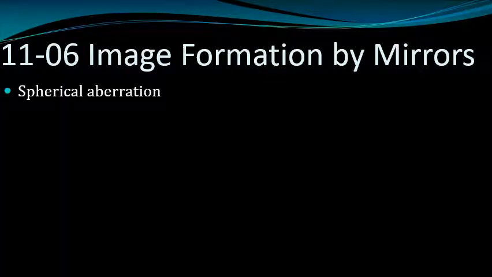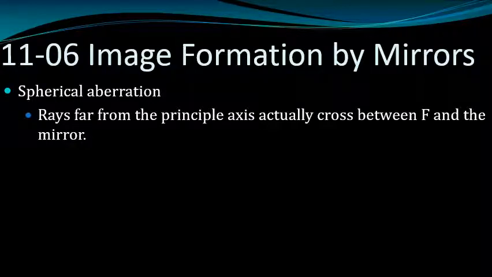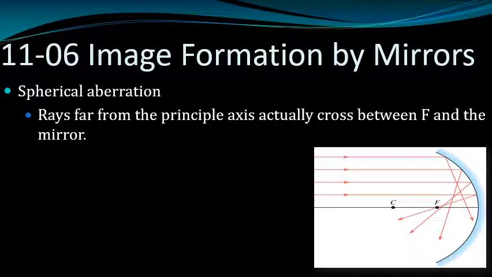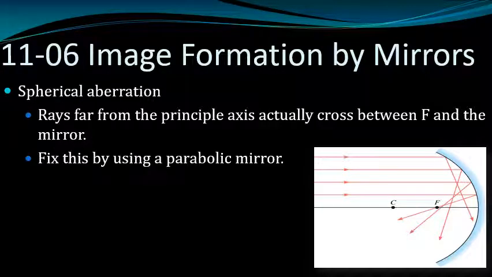Spherical aberration is when rays far from the principal axis actually cross between F and the mirror, like in this picture. We fix this by using a parabolic mirror. If you have a flashlight or car headlights, the reflector is usually more parabolic, so you can get a nice tight beam. If you don't, then it's spread out and doesn't really focus at a single point.